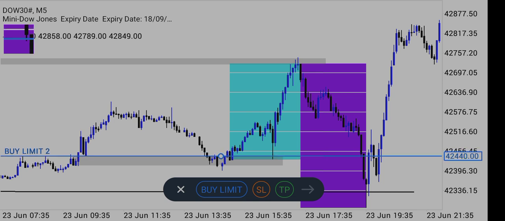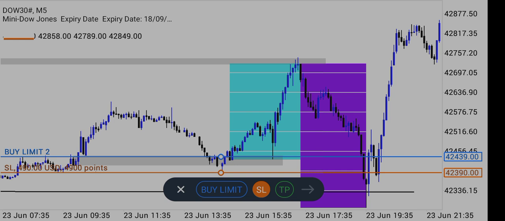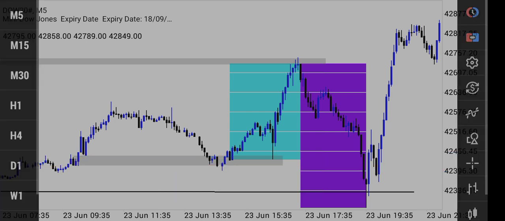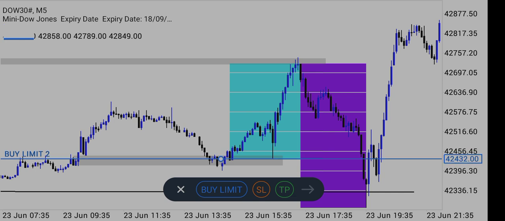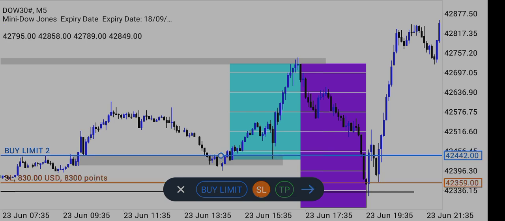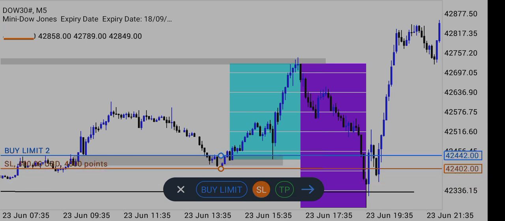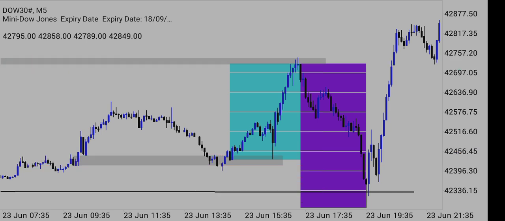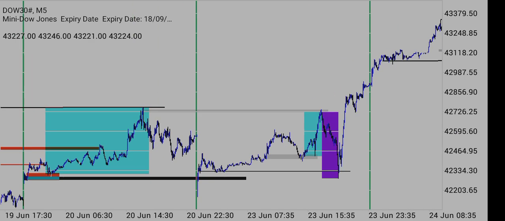We got an entry by mitigation block. Sell should be... we will buy from here after the candle. SL should be here, TP. Again 2770 USD. It's not only about money.